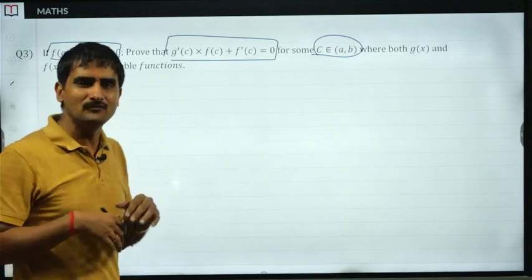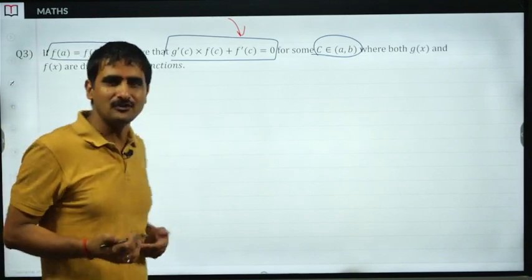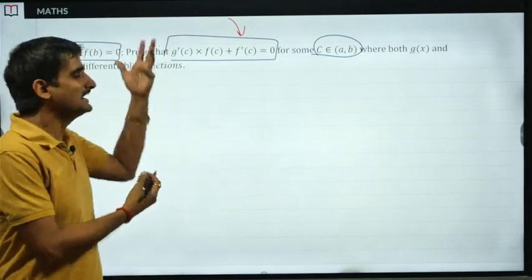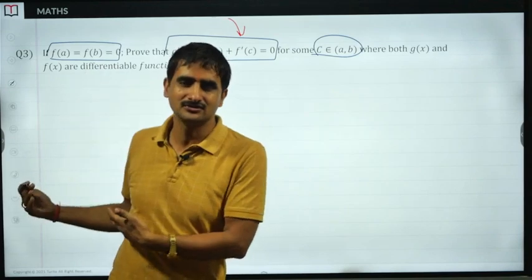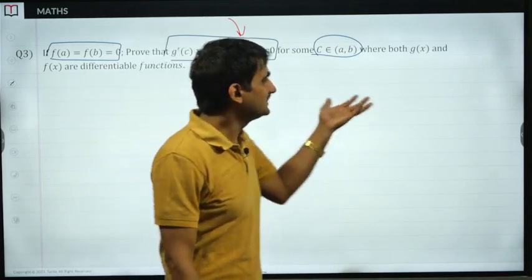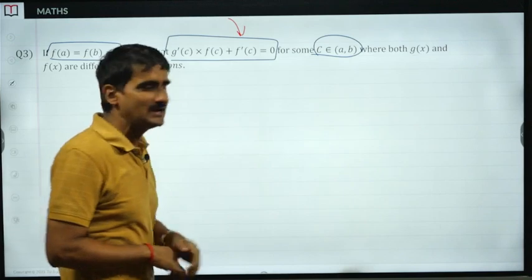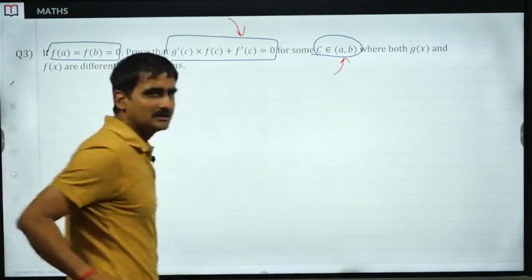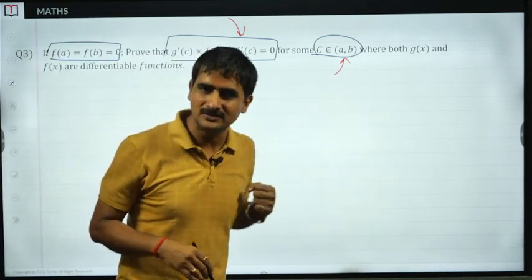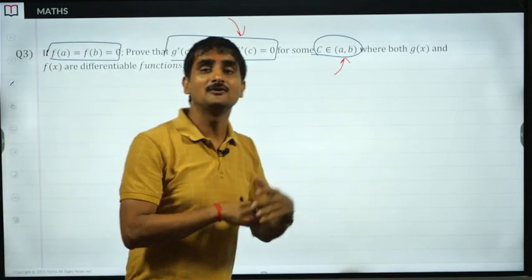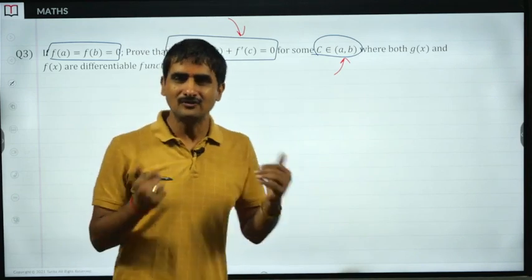So the point is, from where will we get this expression? That's the point here. And from where did this g dash of c come? There's no g mentioned here, no condition on g's function, except that we are given that g(x) is a differentiable function. So given f(a) is equal to f(b), for at least one c belonging to the interval a to b, f(a) is equal to f(b). That leads us to Rolle's theorem, bachcho. But how will we get this expression?